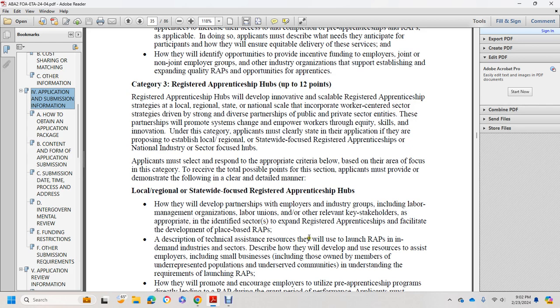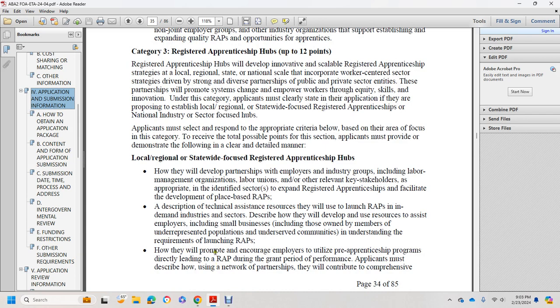The scope of technical assistance and outreach over Registered Apprenticeship in demand industry sectors. Describe how they will develop outreach to assist employers, including small businesses, with owner or member populations, underrepresented populations and underserved communities, in understanding the requirements for launching a registered apprenticeship program, and how they will promote and encourage employers to utilize pre-apprenticeship programs.